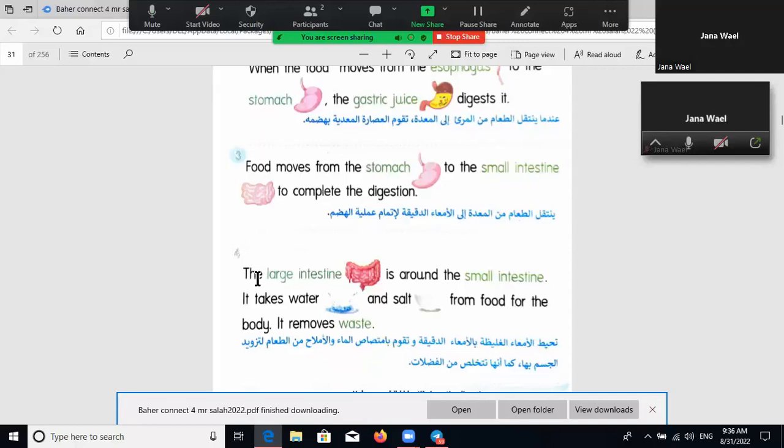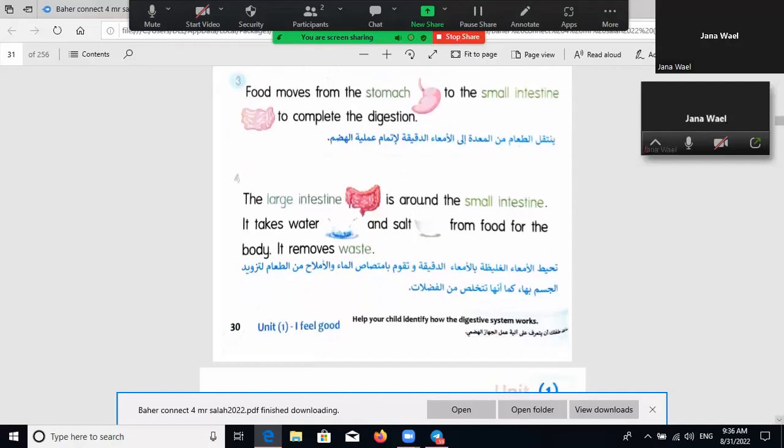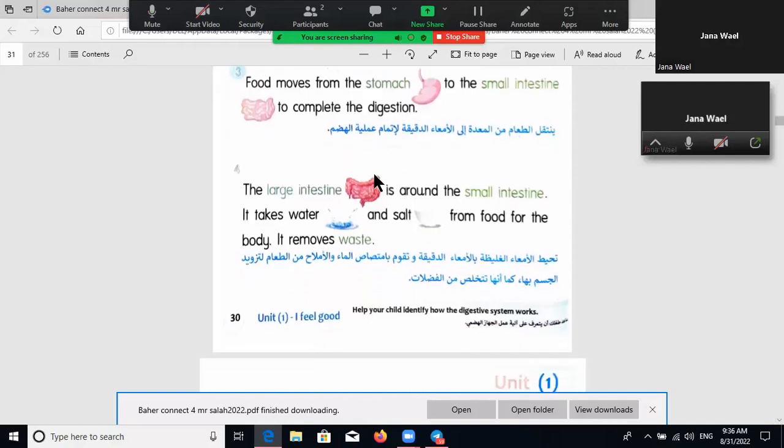Okay, number 4, read the large intestine. The large intestine is around the small intestine. It takes water and salt from food for the body. It removes waste. Yes, so what is the job of the large intestine? It takes water and salt and removes waste from the body.